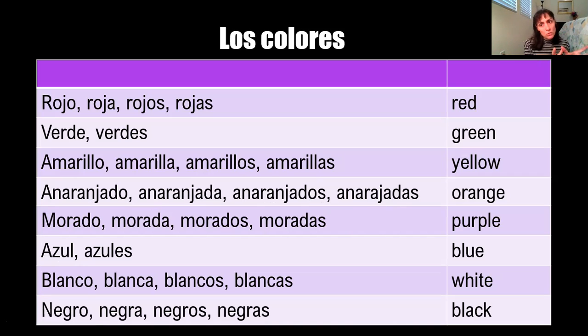So you could have un libro azul or una mesa azul. And then the plural is azules, we added es. Blanco, blanca, blancos, blancas is for white, and negro, negra, negros, negras is for black. Agreeing again, masculine and feminine, singular and plural.